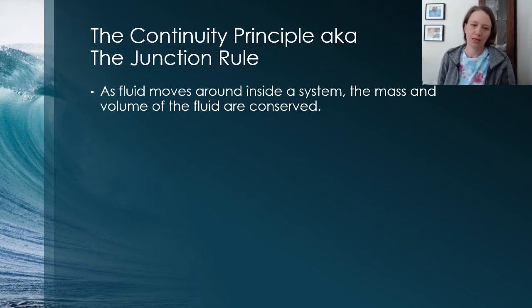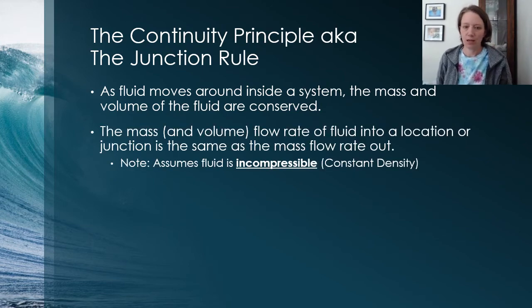So the rule is that as fluid moves around inside a system, mass and volume of the fluid are conserved. Which means that the mass and the volume flow rate of the fluid into a location or a junction is the same as the mass flow rate out to conserve mass. This assumption, by the way, assumes that fluids are incompressible, which means that we can't squish the volume of the fluid, which is pretty much true for liquids. Gases actually are compressible, and so they end up being a little bit more challenging to manage. But in any case, we're going to make the assumption that every fluid has a constant density and is incompressible.